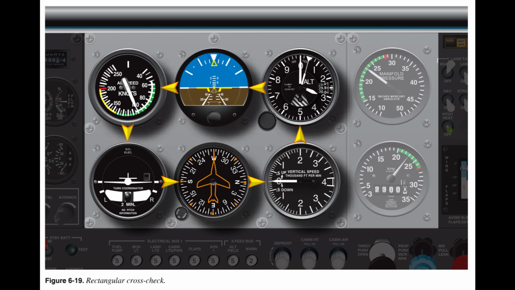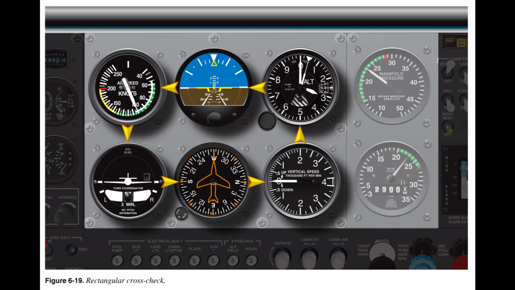Figure 6.19. This crosschecking method gives equal weight to the information from each instrument, regardless of its importance to the maneuver being performed. However, this method lengthens the time it takes to return to an instrument critical to the successful completion of the maneuver. Common crosscheck errors.